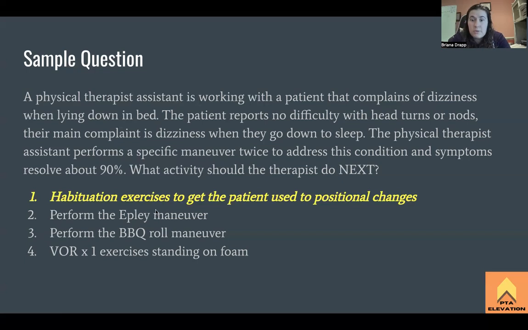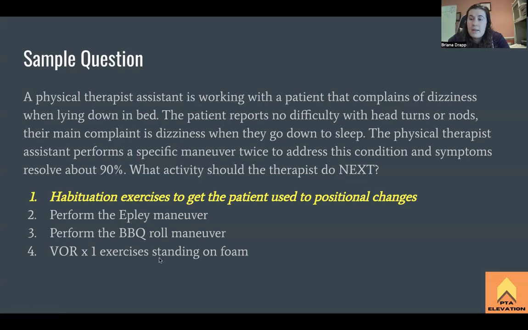That's going to be posterior canal, and if it's posterior canal, we would do the Epley, but we already did it twice. And the symptoms have mostly resolved, which means we're going to get them used to habituation exercises to make sure that their symptoms stay resolved. Okay, so the most important thing for this patient, based off of what they complain of, is those positional changes. So we're going to work with those. We're going to habituate them to those, and then maybe we'll do something else later. But right now, the patient's main complaint is difficulty with laying in bed. So that's what we're going to address.